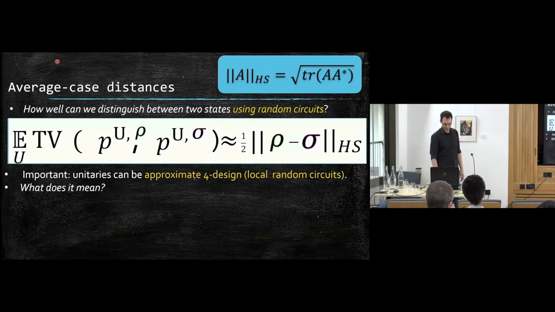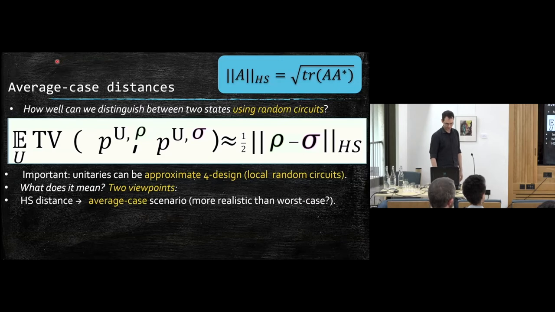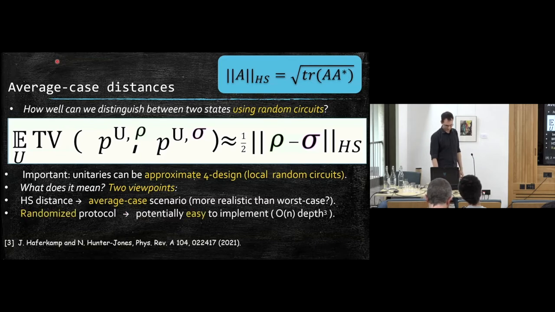So what does this type of distance mean physically? It means that the Hilbert-Schmidt distance, if you look at it from this practical perspective of comparing how well your implementation performs compared to the ideal one, tells you how well it performs on average over random circuits. And on the other hand, from this fundamental perspective that asks how well you can distinguish between states with random circuits, it tells you that maybe you can use randomized protocols that can be easy to implement.